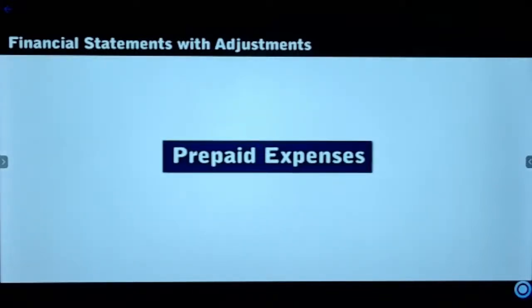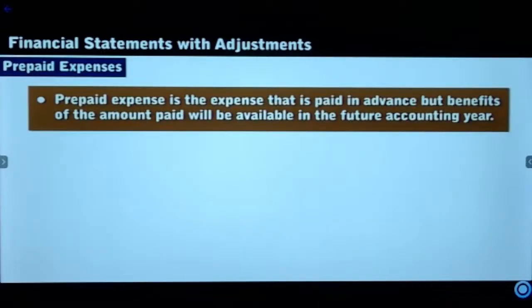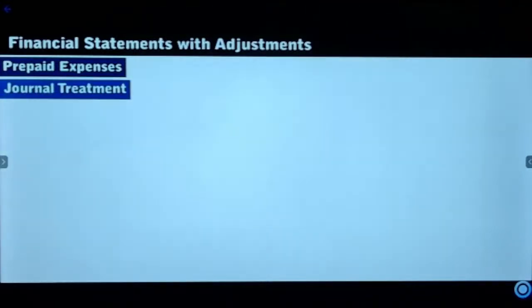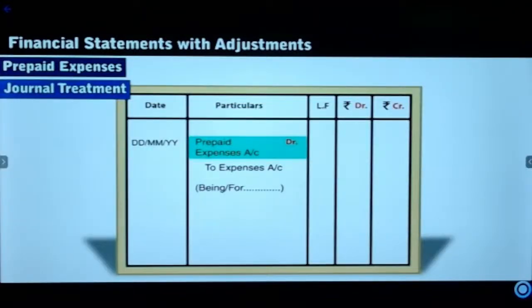Another adjustment is related to prepaid expenses. Prepaid expense is the expense that is paid in advance, but benefits of the amount paid will be available in the future accounting year. The amount of prepaid expense will be deducted from the respective expenses account on the debit side of the trading account or profit and loss account and also appears on the asset side of the balance sheet. Journal treatment will be prepaid expense account debited to expense account.